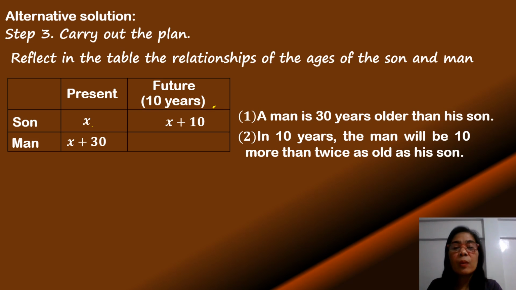And it says in that period, in 10 years, the man will be 10 more than twice as old as his son. So the age of the man 10 years from now will be 2 times the age of the son, x plus 10, plus 10. So we have already completed the entries in our table of ages.